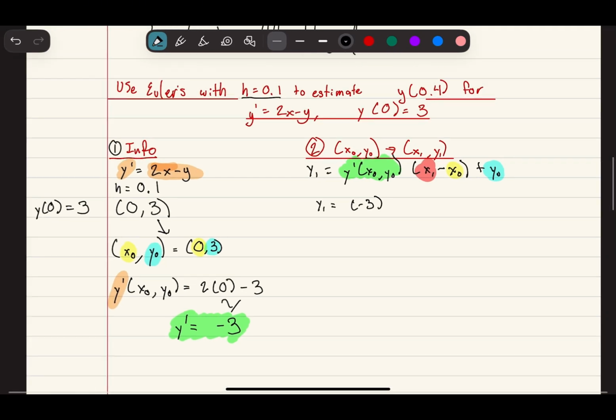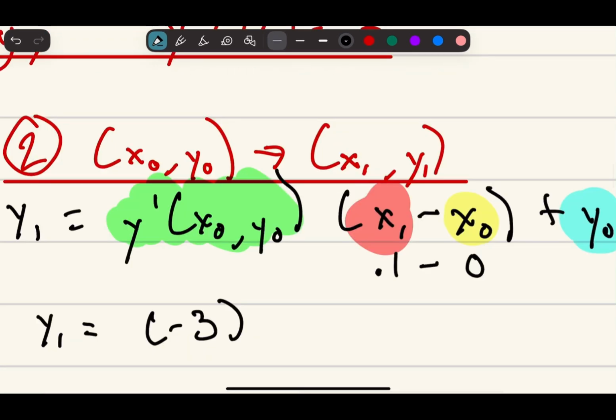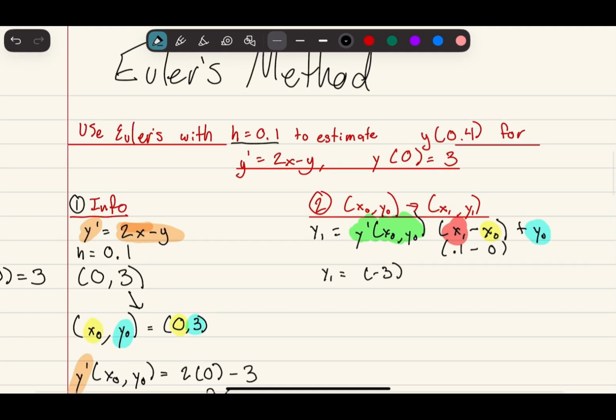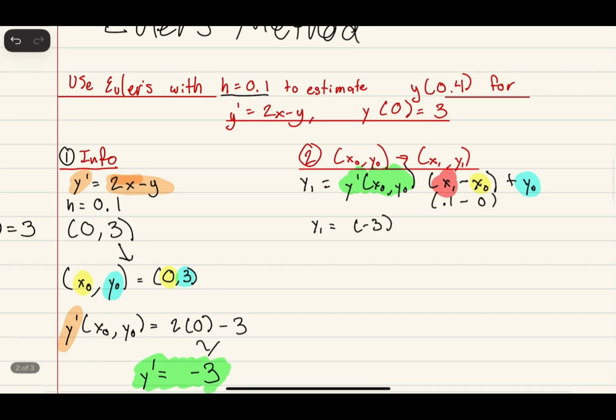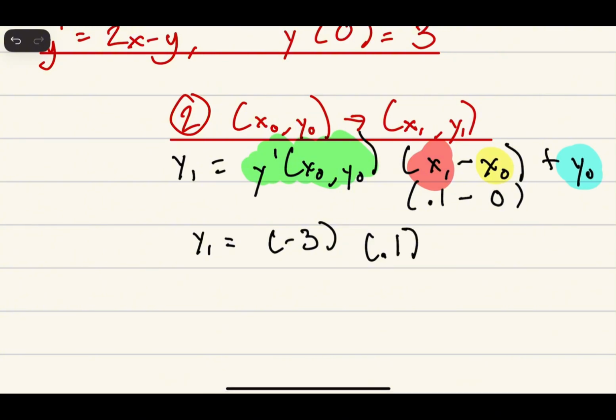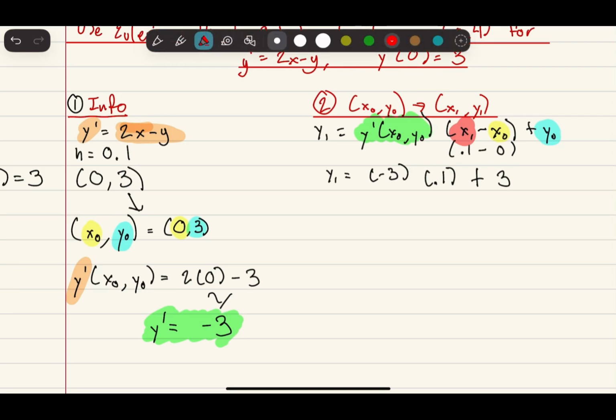And x1, so we know that x1 is going to be 0.1. We started off at 0, and we're going up by 0.1, and then we want to get to 0.4. So obviously that's going to be 0.1 plus, and then what is y0? Oh, it's 3. I'm going to continue to highlight just because it's nice to keep all my work organized. So it's combined now, my green and my blue. All right, so far so good. From here, we just continue to work it out.